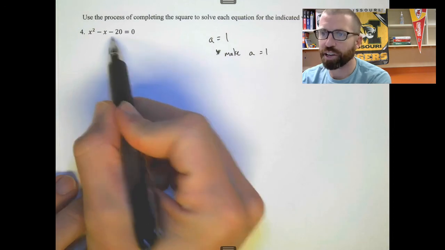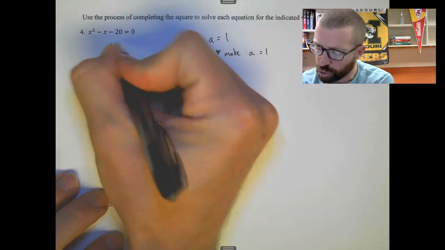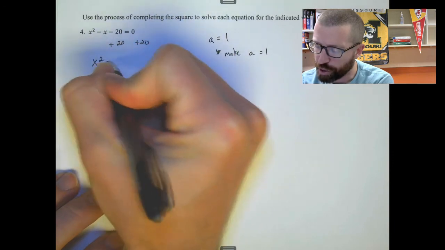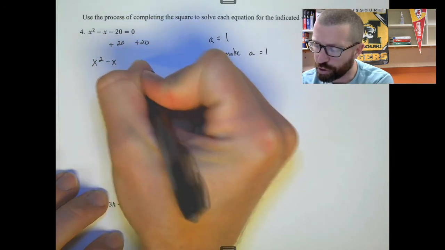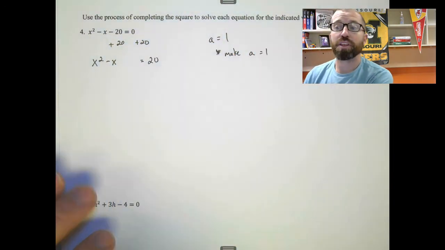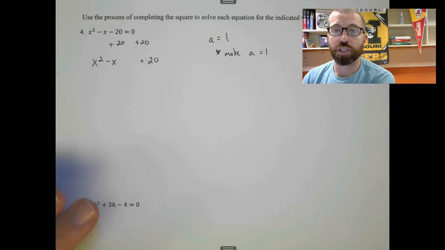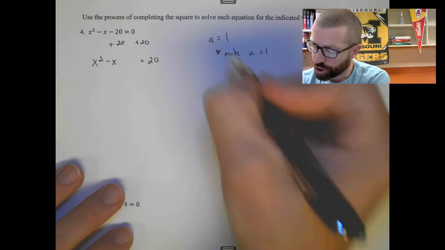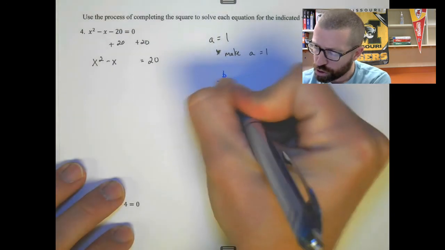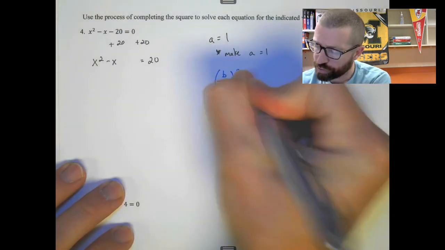Next, we're going to add the constant over. So let's add 20 to both sides. And that gives me x squared minus x, leave a little room, and then plus 20. Then you want to think about, now you're going to actually complete the square. So you're going to do b over 2 squared.